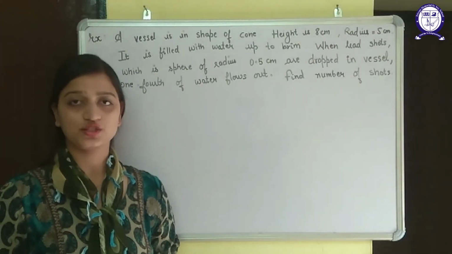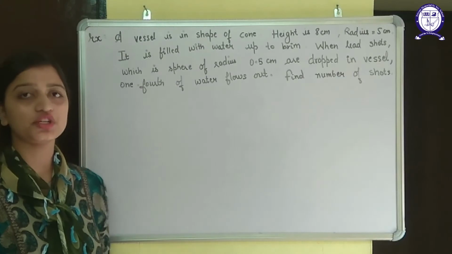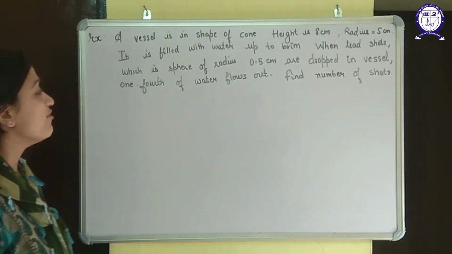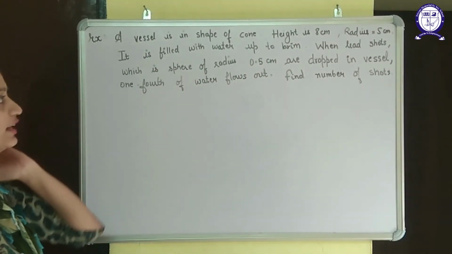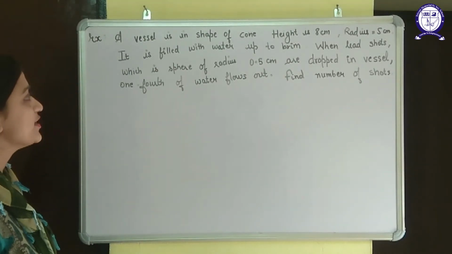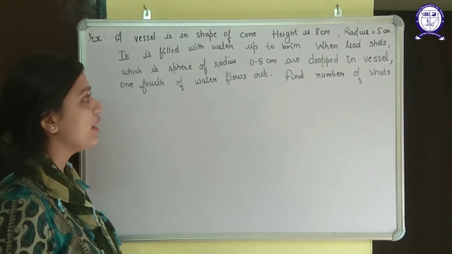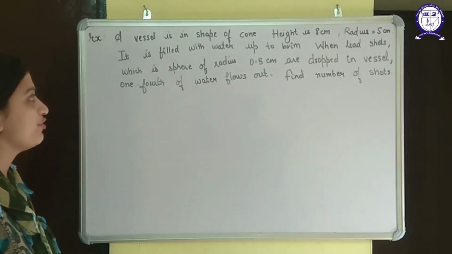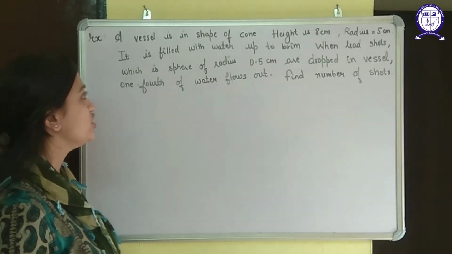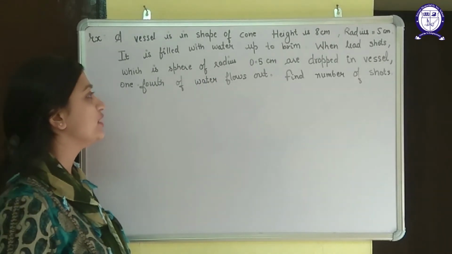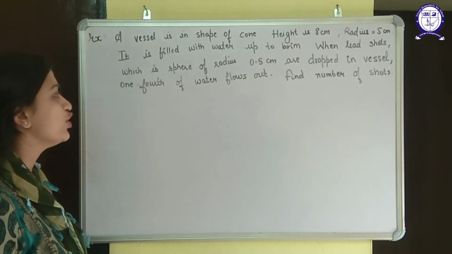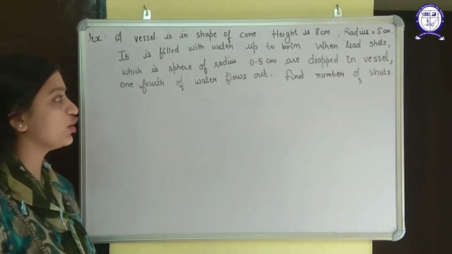Now coming to the next question, it's a very important question of this exercise. A vessel is in the shape of a cone, height is 8 centimeter and radius is 5 centimeter. It is filled with water up to the brim. When lead shots, which are spherical in shape of radius 0.5 centimeter, are dropped in the vessel, 1/4 of the water flows out. Find the number of shots.